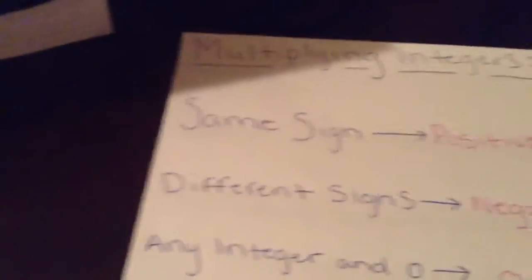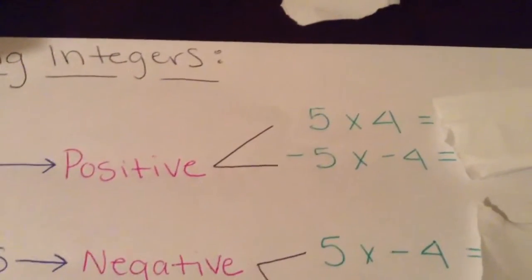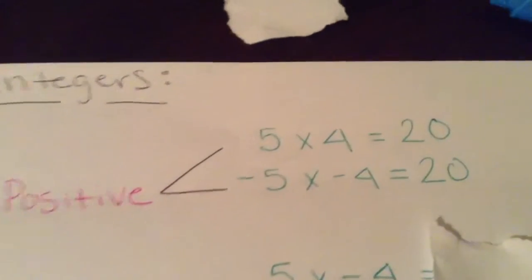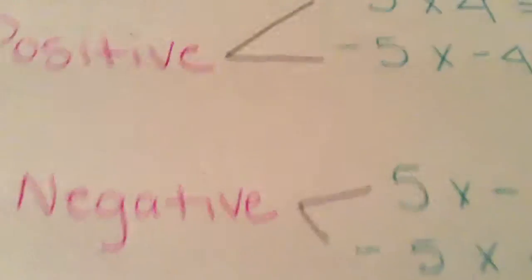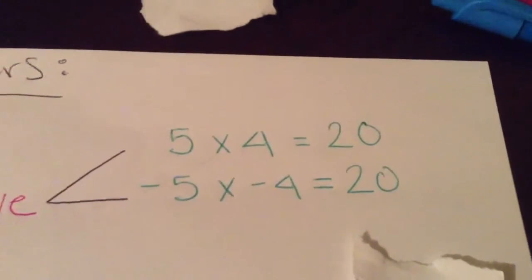Multiplying integers. Okay, so we got a little bit of different rules going on here. Same sign is always going to be a positive. 5 times 4, they're both the same sign, they're going to be positive. So we have a positive 20. Negative 5 times negative 4 is going to be a positive 20 as well, because they're both the same sign, always going to be a positive.